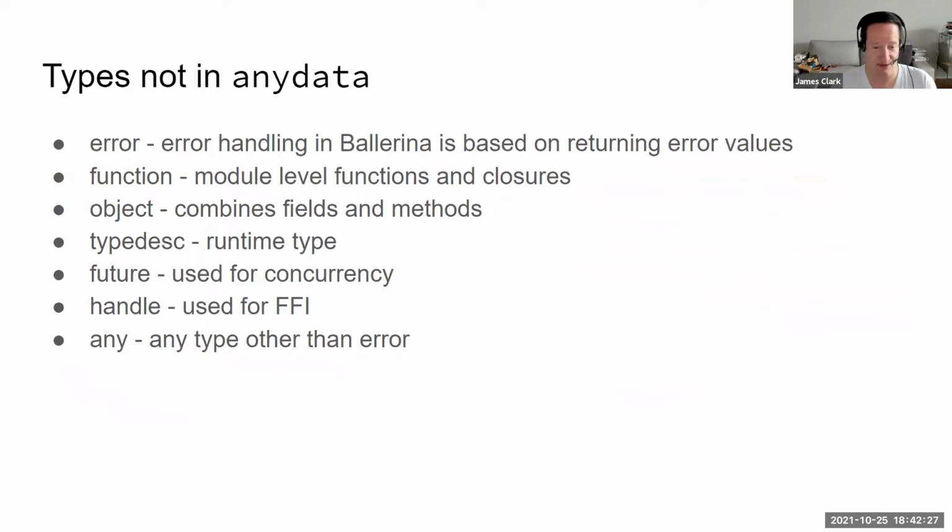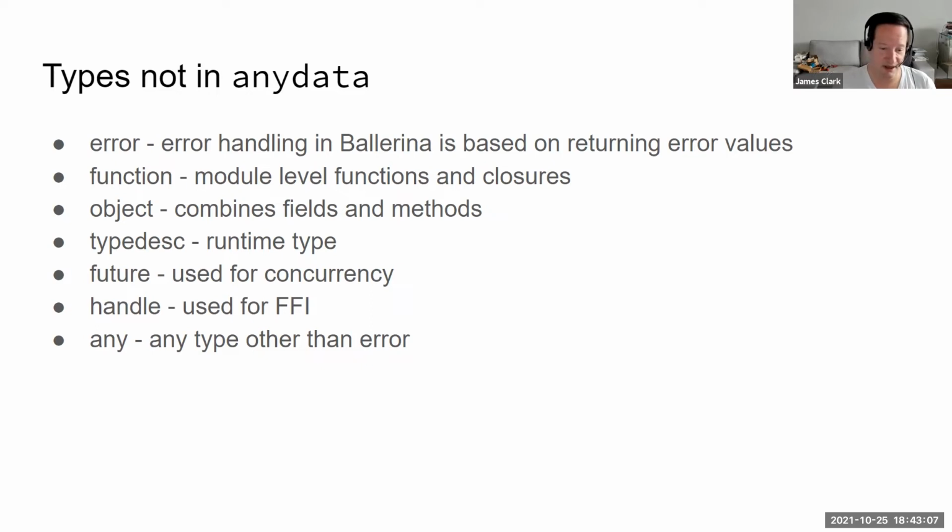So as well as any data, we have a bunch of stuff that's not data. Data is our key kind of thing; we can think of Ballerina as being a data-centric language. We also have a bunch of types that aren't any data. So we have a distinct kind of error type. In Ballerina, error handling is based on returning error values in a kind of not dissimilar way to Go. But we actually have a distinct basic type, so that we can have distinct rules in the language for dealing with errors.